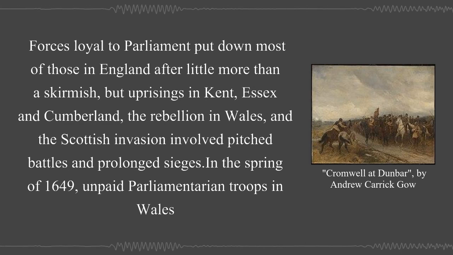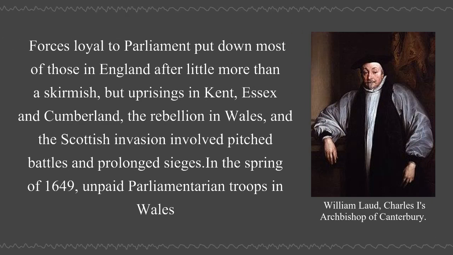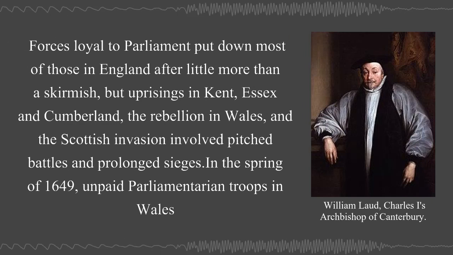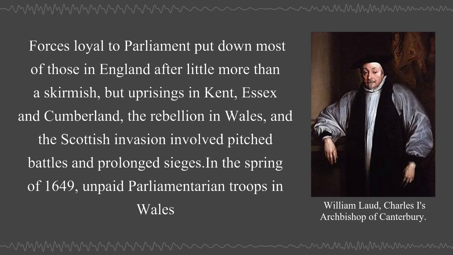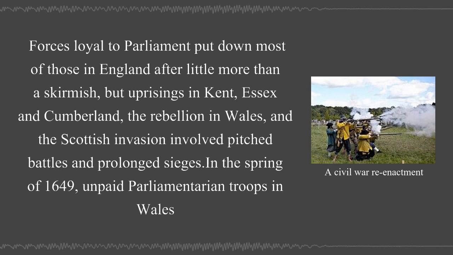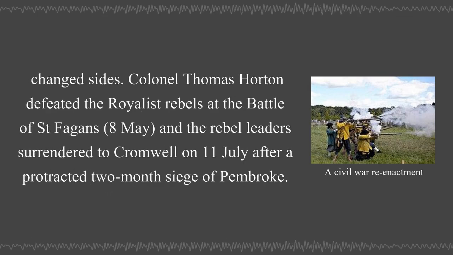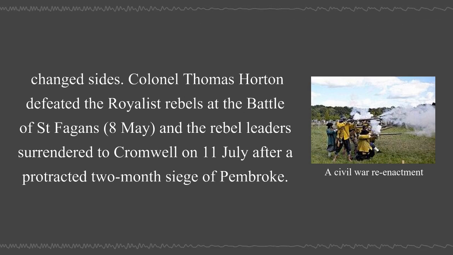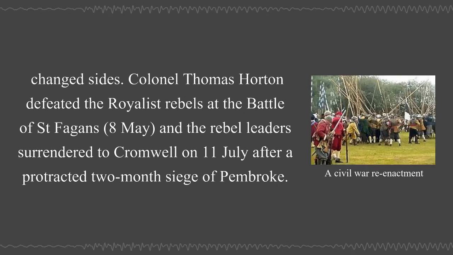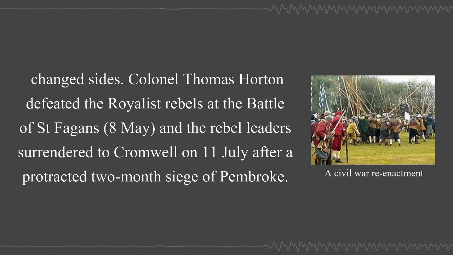Forces loyal to Parliament put down most of those in England after little more than a skirmish, but uprisings in Kent, Essex, and Cumberland, the rebellion in Wales, and the Scottish invasion involved pitched battles and prolonged sieges. In the spring of 1649, unpaid Parliamentarian troops in Wales changed sides. Colonel Thomas Horton defeated the Royalist rebels at the Battle of St. Fagans, 8 May, and the rebel leaders surrendered to Cromwell on 11 July after a protracted 2-month siege of Pembroke.